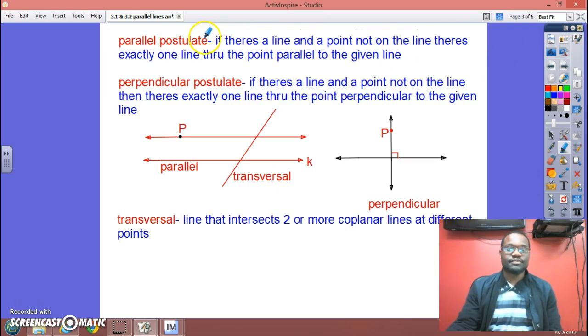Parallel postulate. Geometry is full of these postulates and theorems, and these are the kind of examples I was telling you about that we need to understand. We don't necessarily need to be able to quote them. If we were doing proofs, which is a big part of geometry, we would need to know how to quote them, but we're not doing proofs, so we just need to understand what they mean. The parallel postulate says if there's a line and a point not on the line, there's exactly one line through the point parallel to the given line.